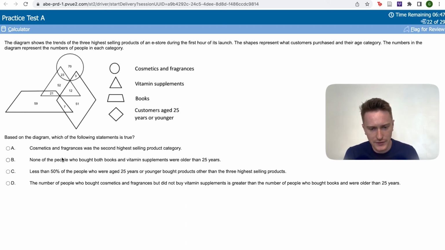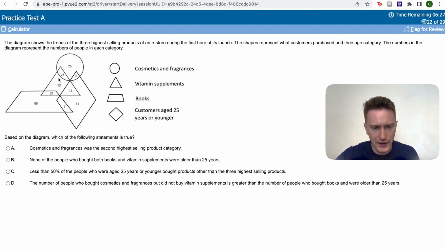Cosmetics and fragrances were the second highest selling product category. Cosmetics, so that's in the circle, 70 plus 23 plus 3. I'm not going to worry too much about those, but those numbers are high. It doesn't seem to be competed by this rhombus or this trapezium. The only one that can compete is the triangle.